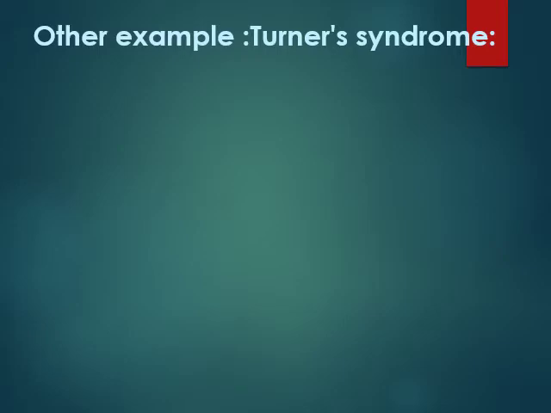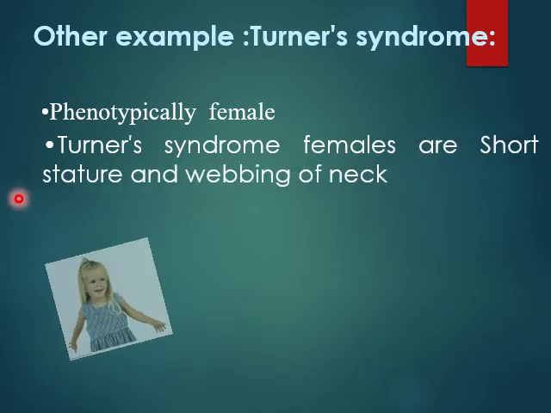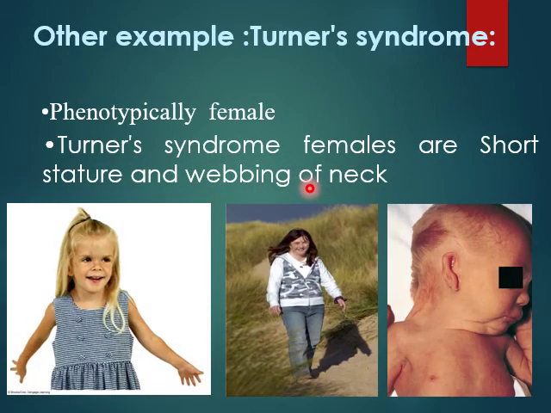Another example is called Turner syndrome, characterized by the following: phenotypically female. In Turner syndrome, females are of short stature with webbing of the neck.